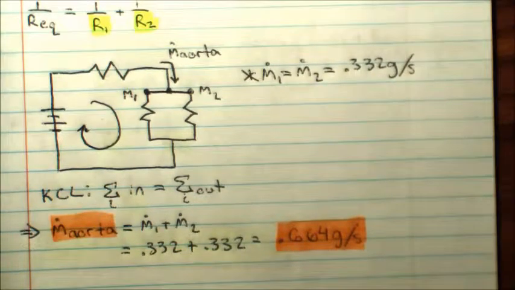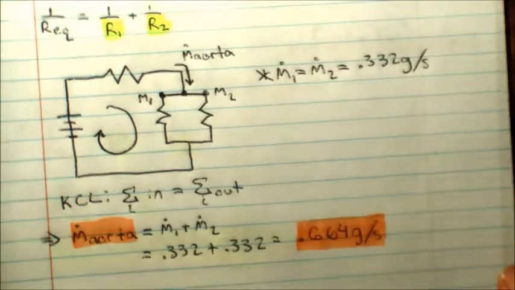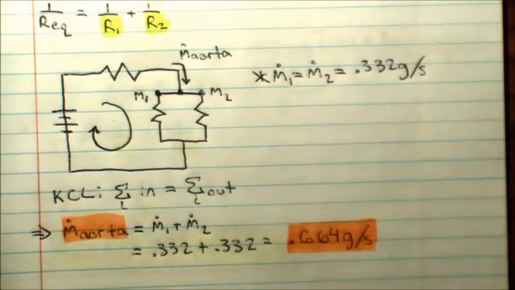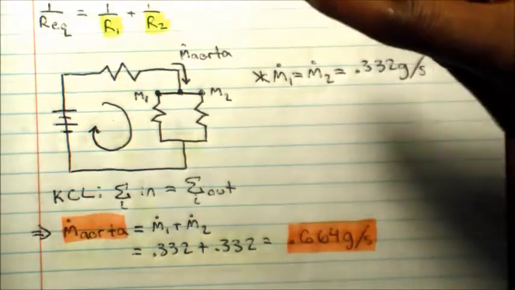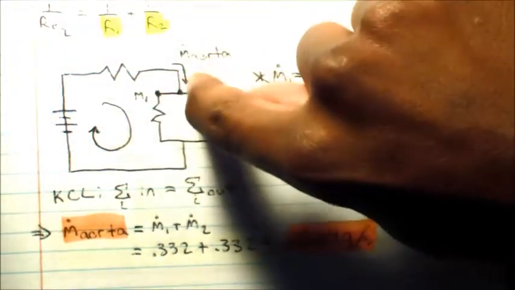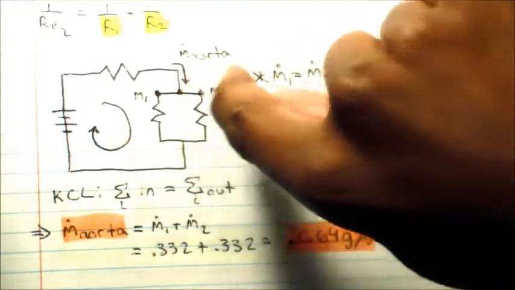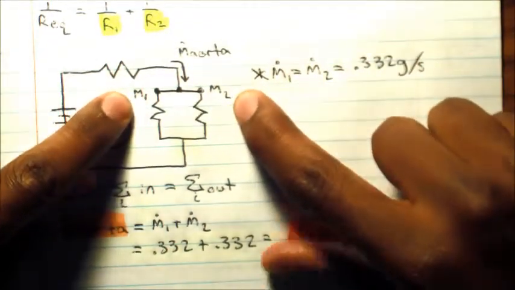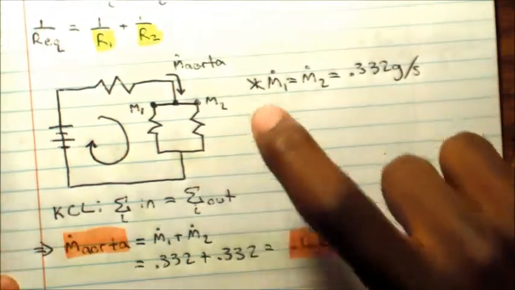And so by using Kirchhoff's current law, we can solve for the mass flow rate across the aorta. And we can do that by saying that the mass flow rate coming into this junction has to equal M1 plus M2, which are the mass flow rates coming out of this junction.